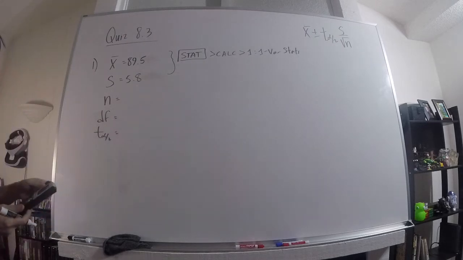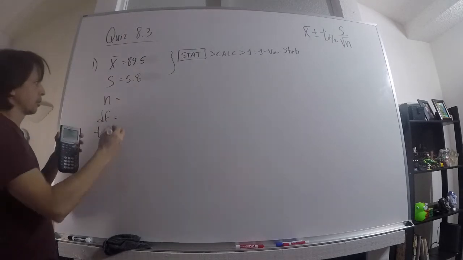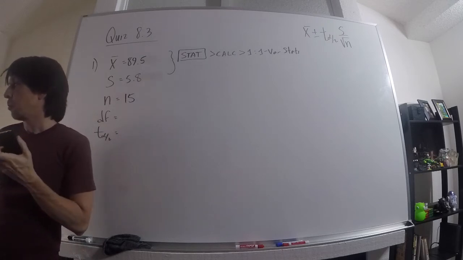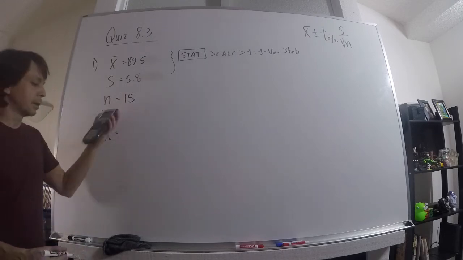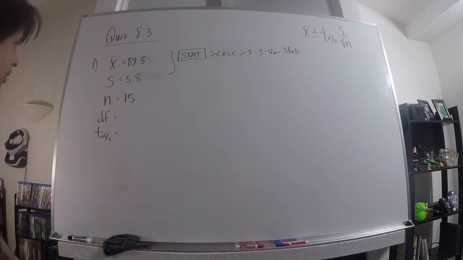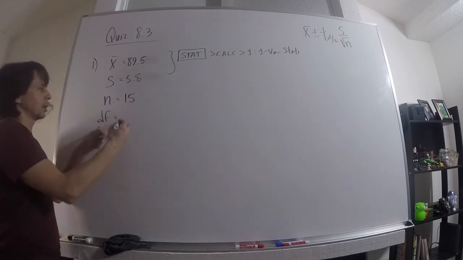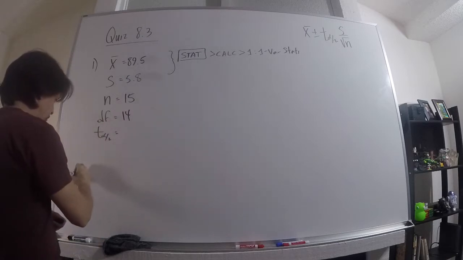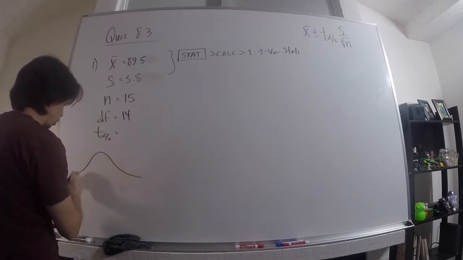My N, you count up the number of data points, or you look on there because it tells me there were 15, but if not, there are 3 rows and 5 columns of numbers, and so that's 15 values in my data set. My DF is going to be N minus 1, so that's 14. I'm going to use that for my lookup for my T. The T I've got to spend some time on, making sure I know what I'm looking up.